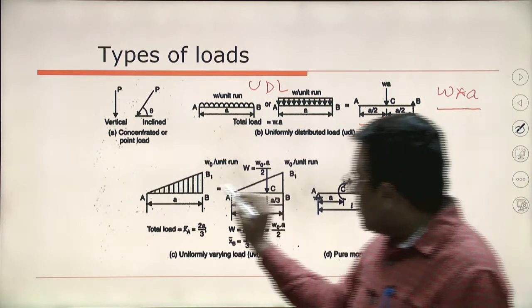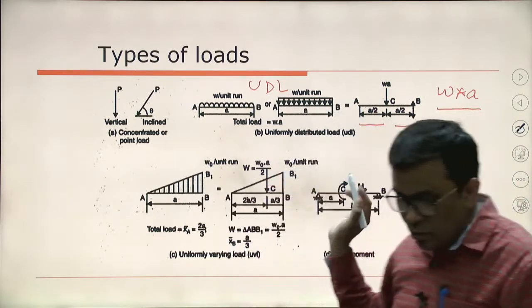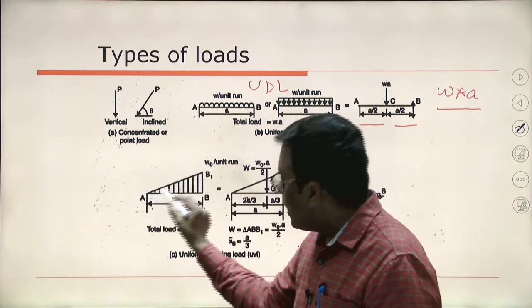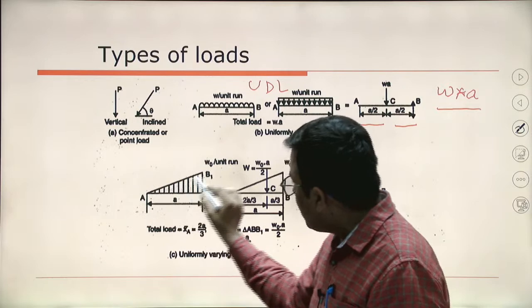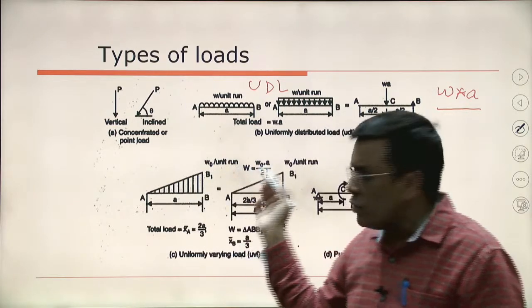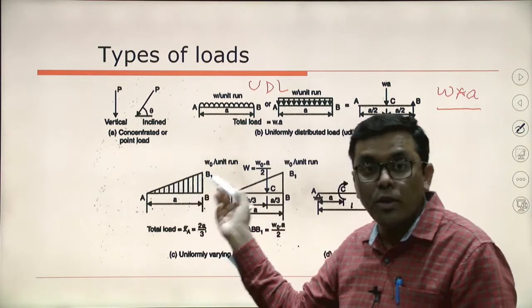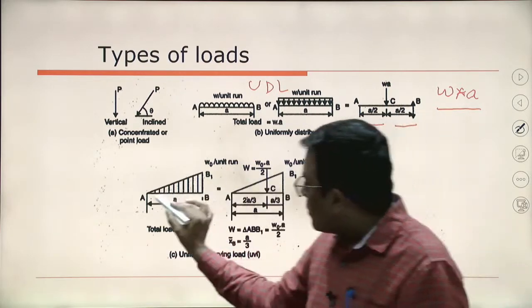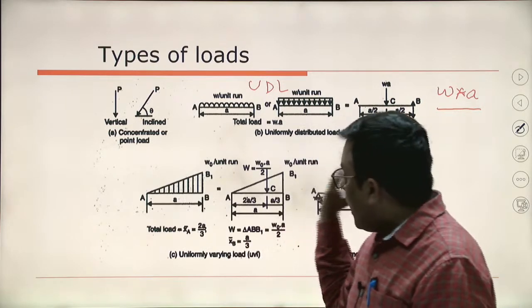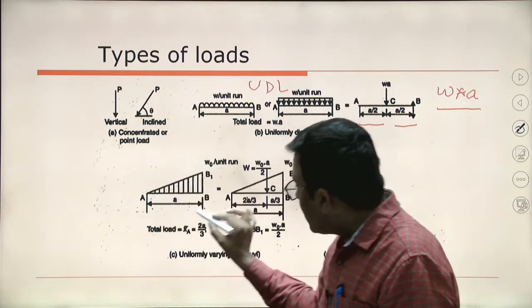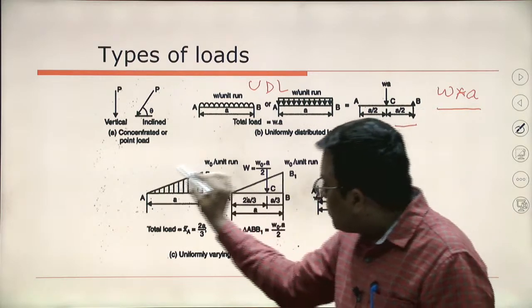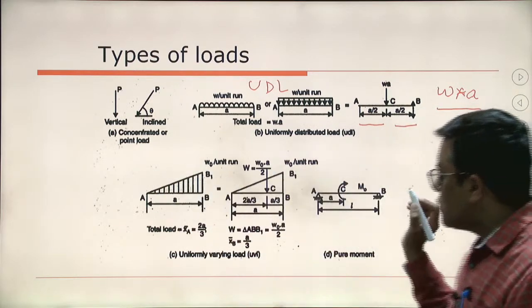Now I am coming to the UVL. UVL is nothing but a load varying continuously with a constant slope. That's why I am saying it is uniformly varying load, uniform variation of load. It is varying with a constant slope. Okay, and if I have to convert this into a single point load, then it will be the area of this triangle.